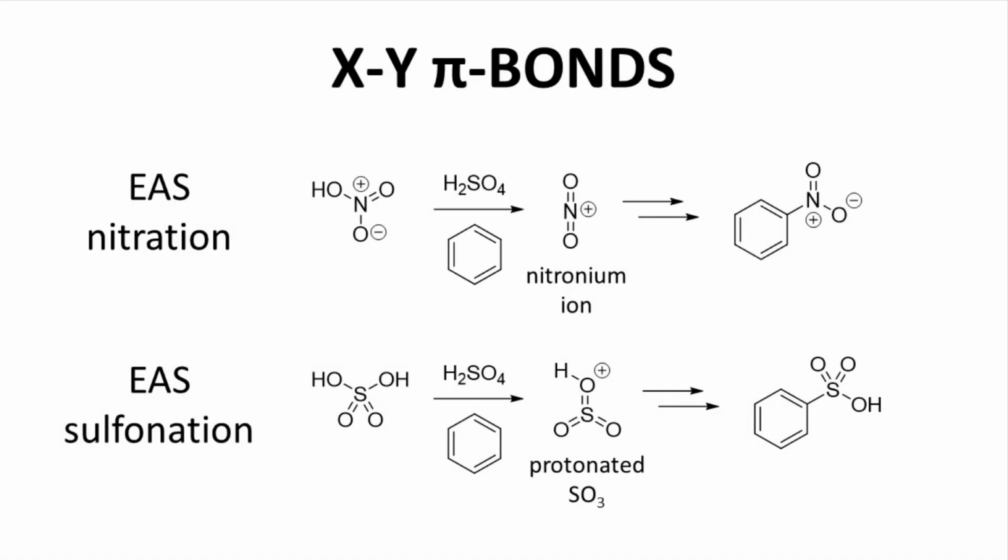You can attack other pi bonds. On this slide, we show an aromatic ring attacking an NO pi bond. The active electrophile is a nitronium ion. This gives a ring nitration. The bottom reaction is a sulfonation. The active electrophile is protonated sulfur trioxide, and the ring attacks the SO pi bond. Note that these electrophiles are more reactive because they are both positively charged.